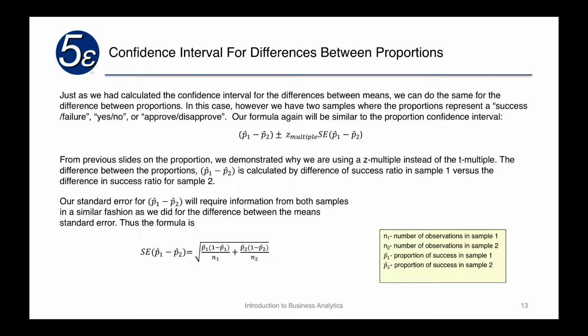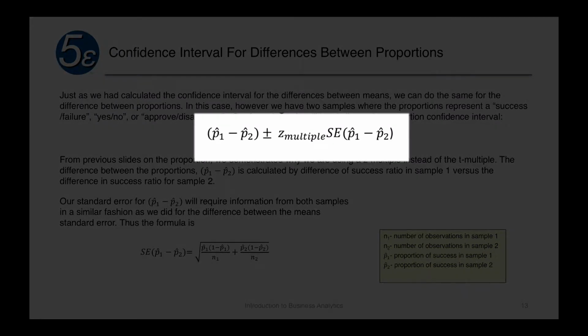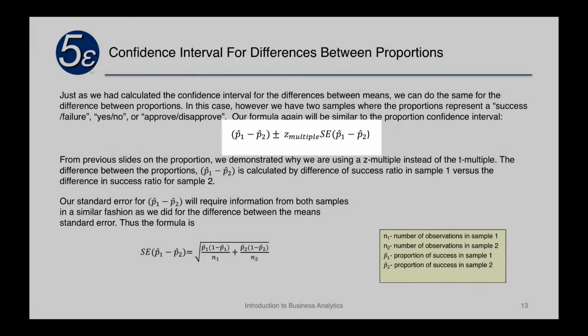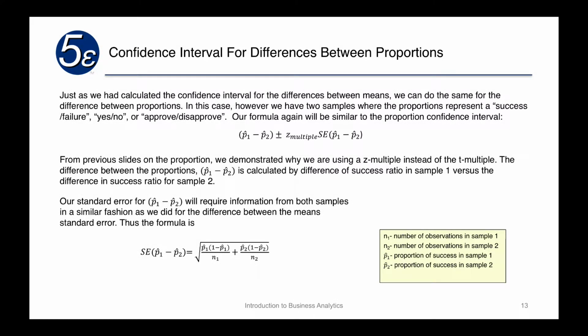Our formula is similar to what we had before. In both cases, both are from the proportion as well as the difference of the means. We see that we have the proportion 1 point estimate minus the proportion 2 point estimate, plus or minus the z multiple, as we had discussed before, times the standard error of the difference between the two. The difference between the proportions is calculated by the success in sample 1 minus the success in sample 2. So this is a difference from the x-bar, or the sample means, but it's a similar concept. Our standard error for the difference between the proportions is a little bit different.